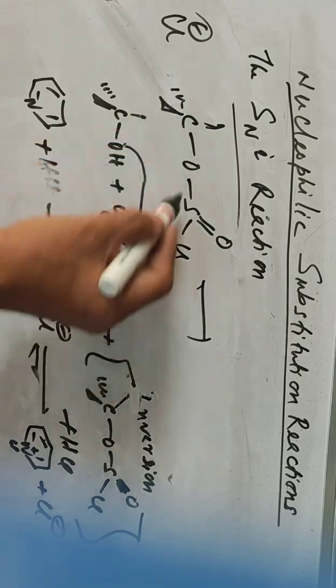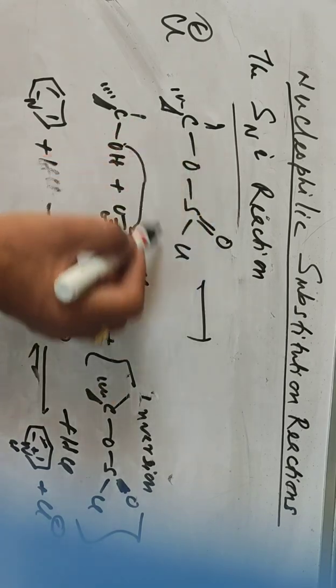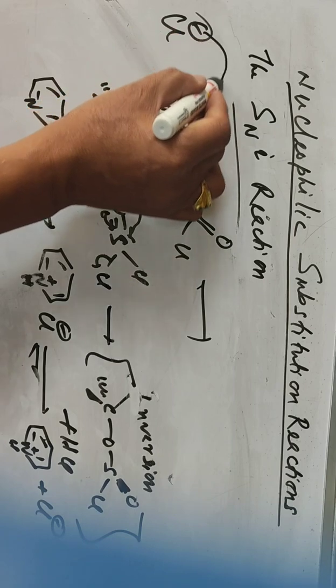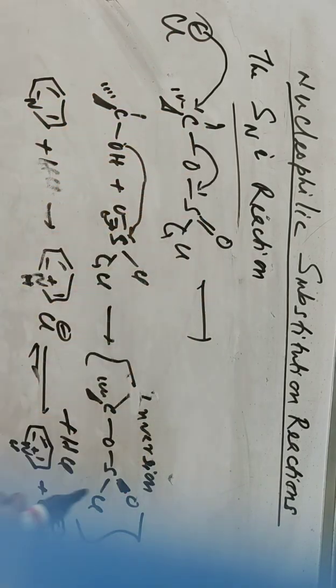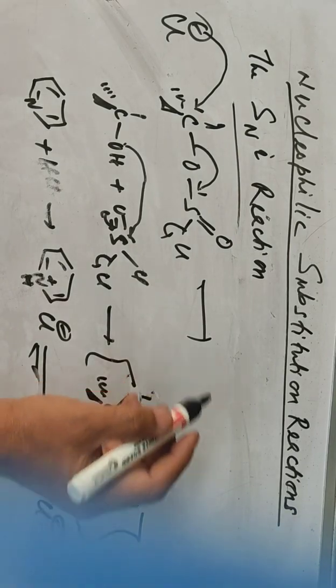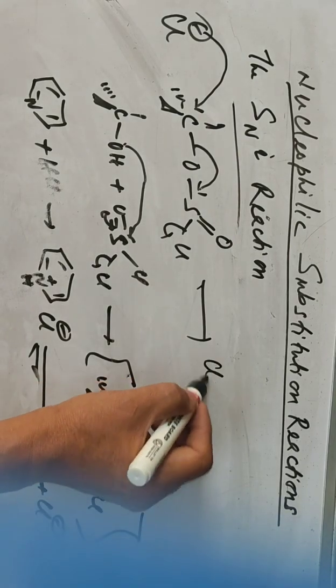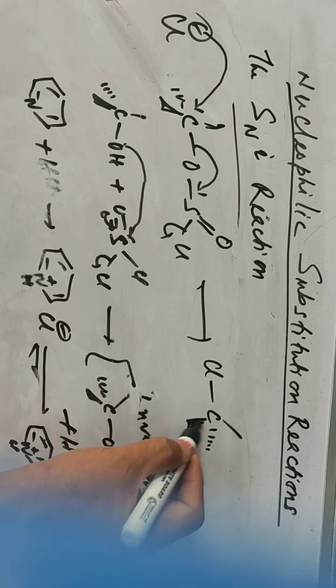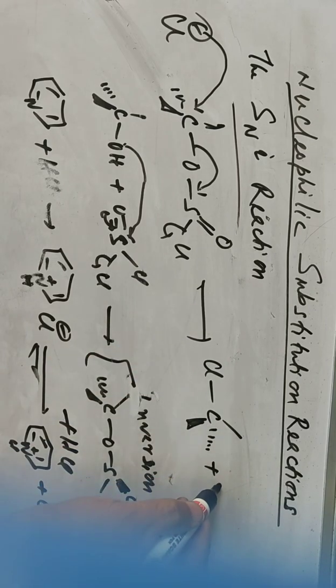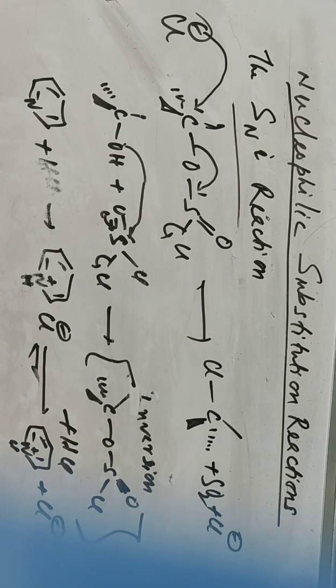You cannot attack from the front side because of the bulky groups here. So you attack from the back, like this, and it goes this way. So you have chlorine, then we have this one. So inversion takes place, and sulfur dioxide plus chloride. So this is the mechanism: when pyridine is present, inversion of configuration takes place this way.